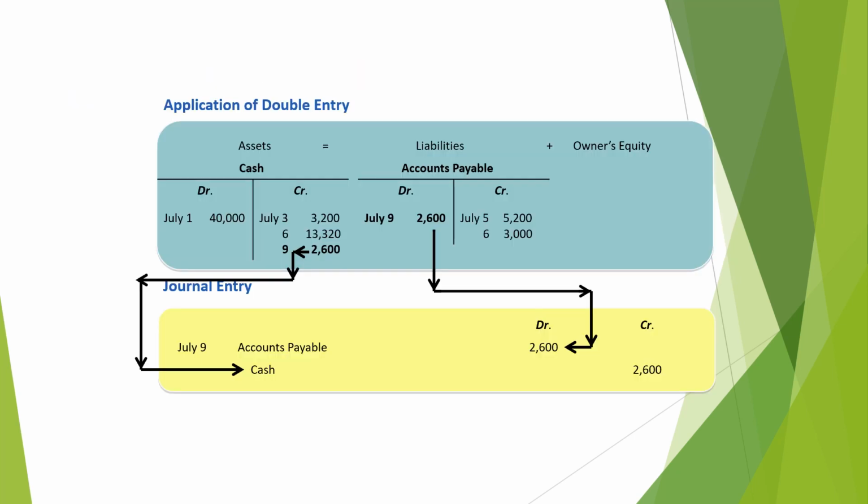We want to decrease accounts payable. Accounts payable is a liability, so it's on the right-hand side. Right-hand side, things go up with a credit and down with a debit. So I want to decrease it, so I will debit it. Cash also gets decreased. Cash is on the left-hand side of the equal sign. So cash goes up with a debit and down with a credit, so I will credit cash. So I'll debit accounts payable, credit cash for this entry.